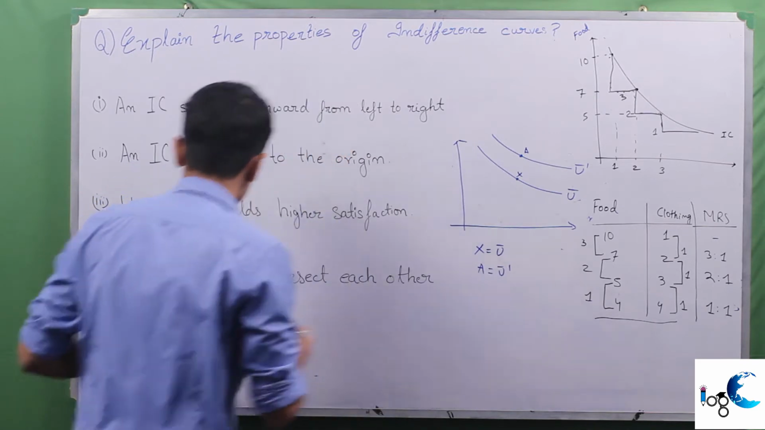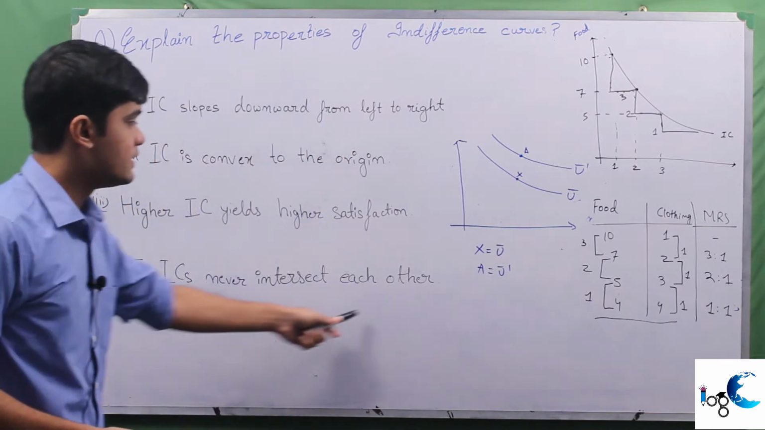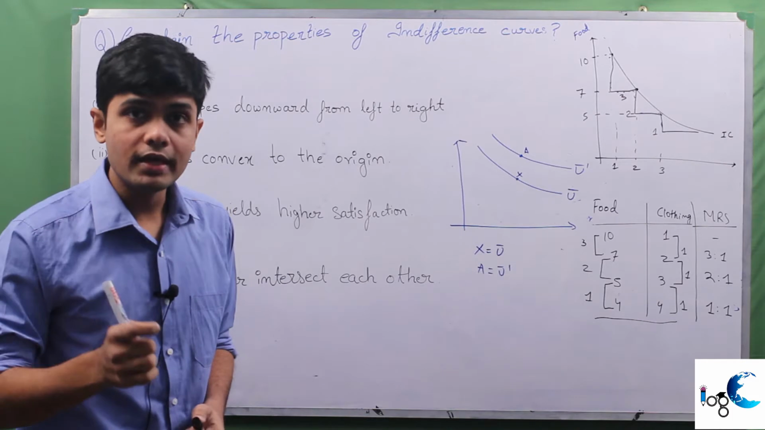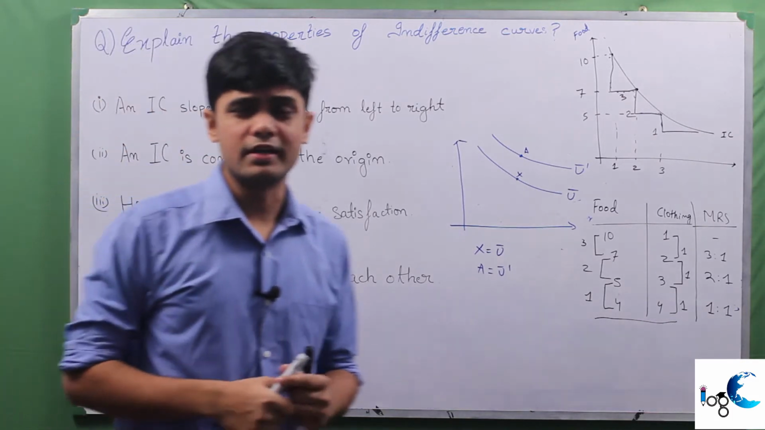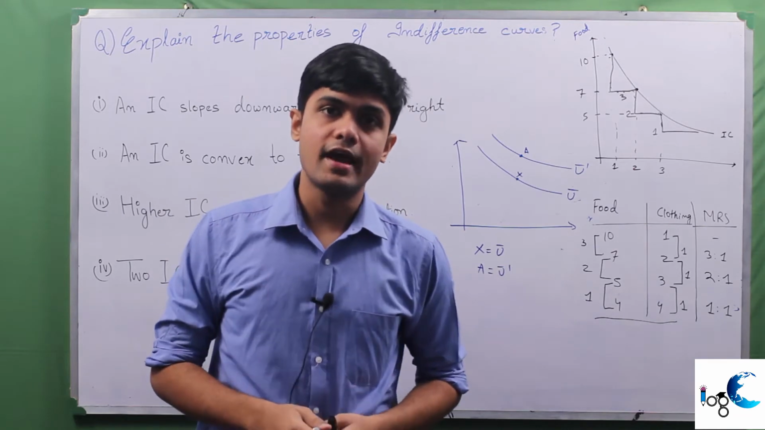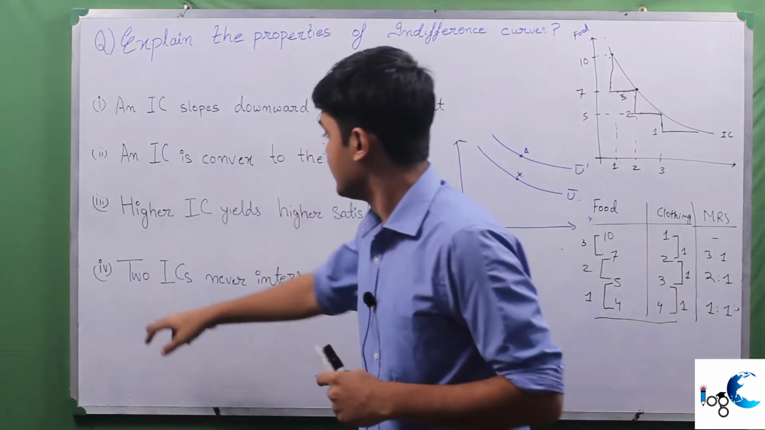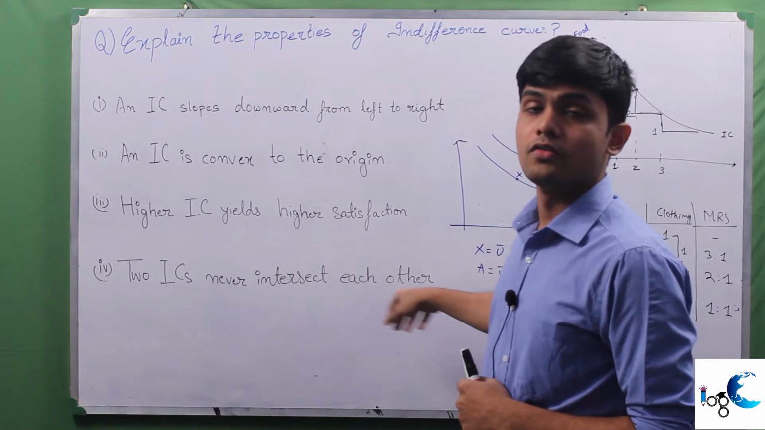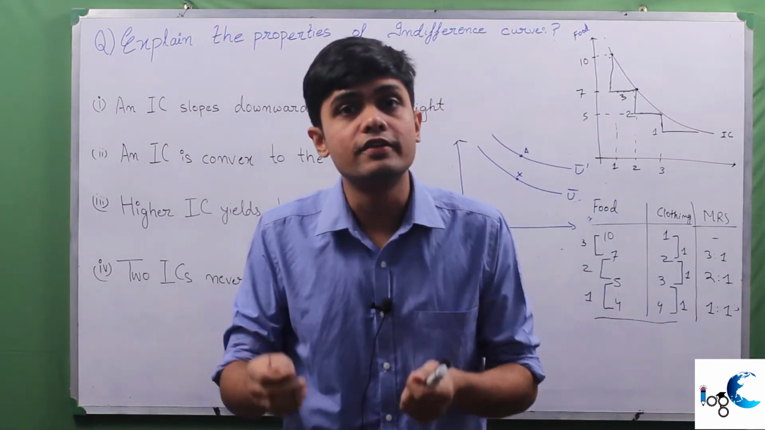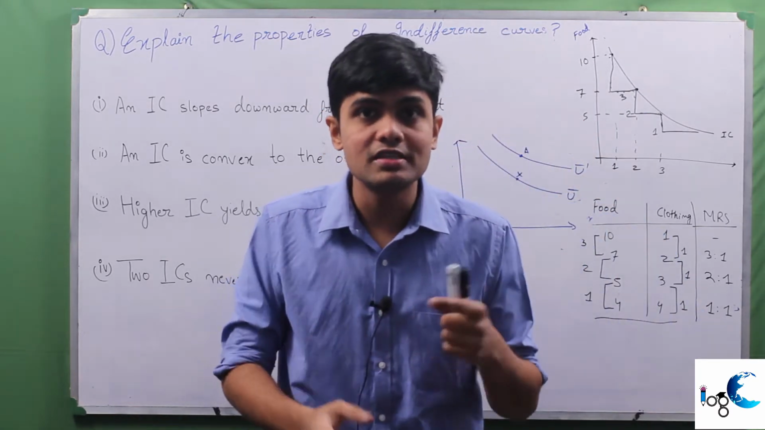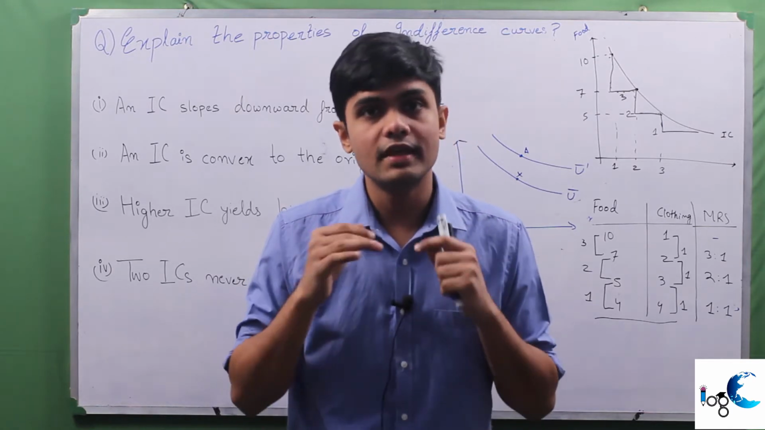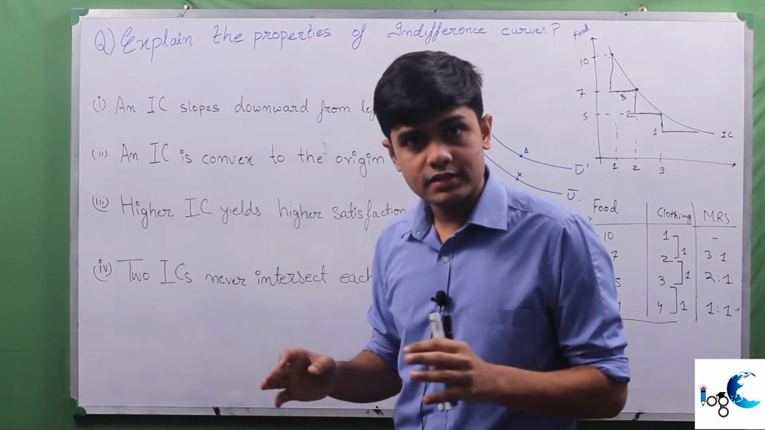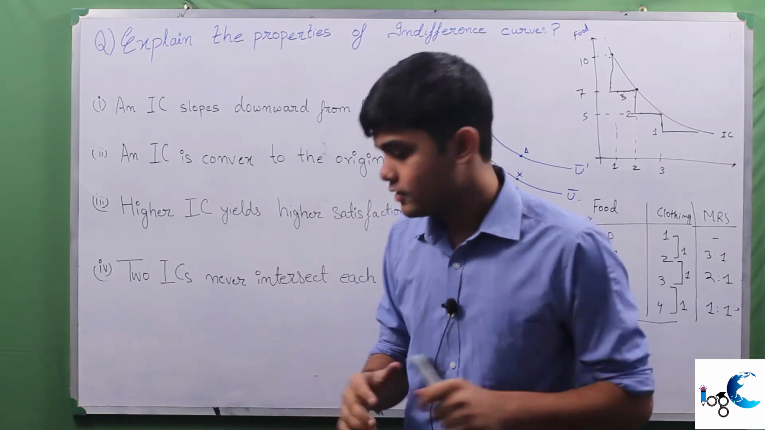Okay. Now, two indifference curves never intersect each other. Now we prove this with the help of contradiction. Now what do you mean by contradiction? Contradiction means that we say the opposite. Two indifference curves never intersect each other. We say that let two indifference curves intersect each other, and then we see what are the consequences. If the consequences are not legitimate, then we say that obviously two indifference curves never intersect each other.